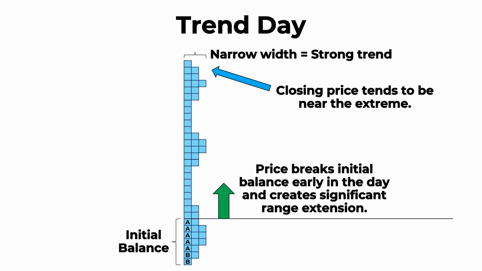Next, we have the trend day. The trend day starts with a relatively narrower range than the normal variation day. Price quickly breaks the initial balance and creates a large range extension to one of the sides. The overall width of the profile is narrow because price moves quickly across many price levels with the occasional retracement and small consolidation to let the trend regain strength.